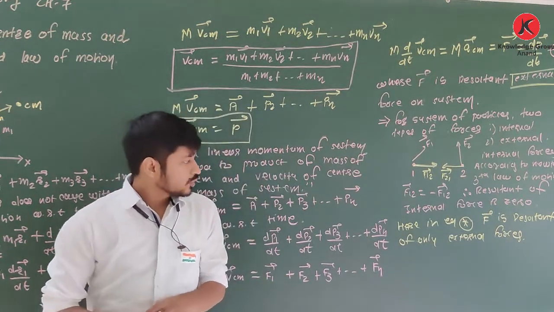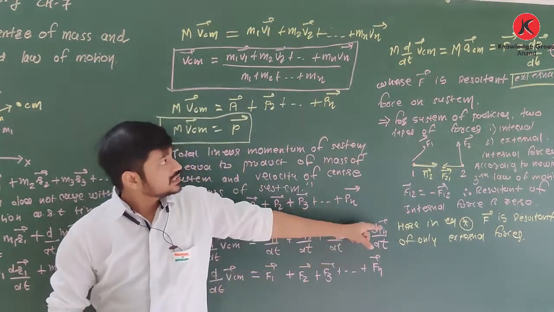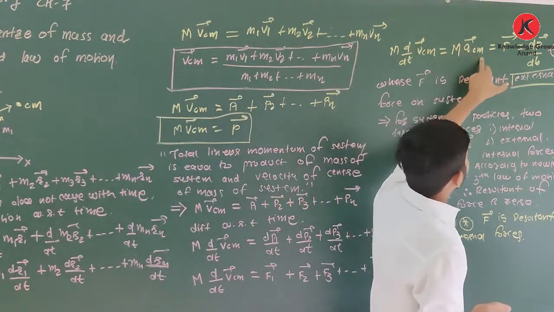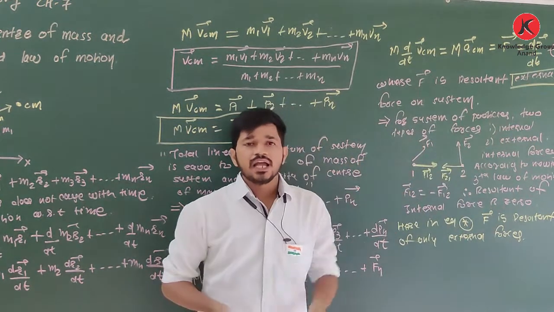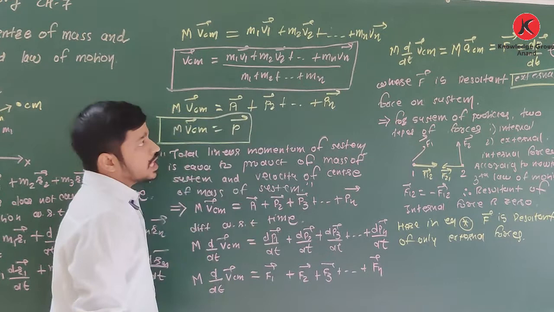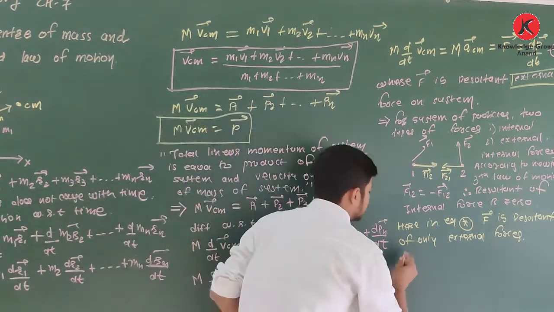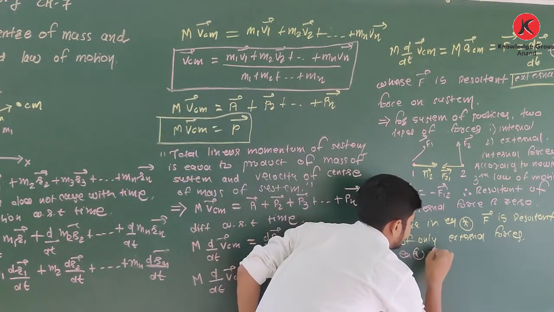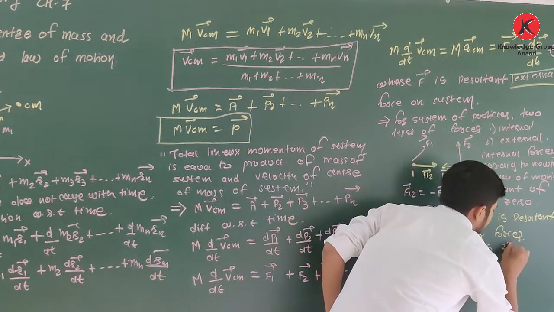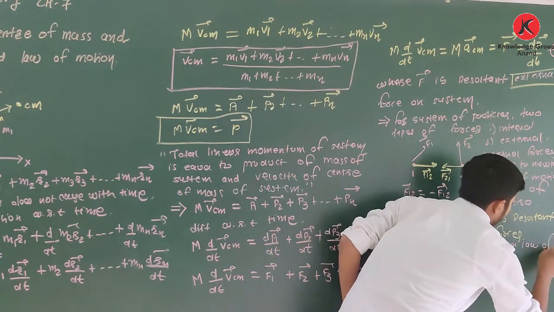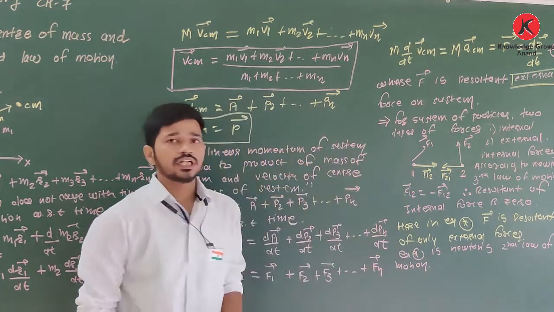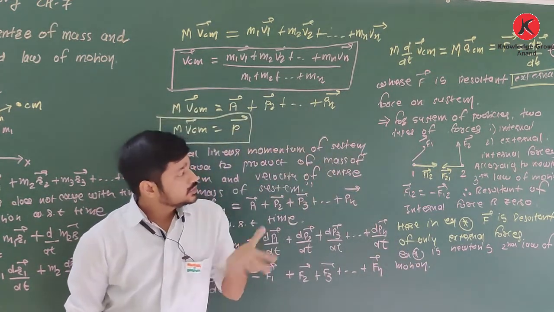Clear about this? So yes, this point you have to remember. See this equation, that is m d v center of mass upon dt is equal to m a center of mass is equal to F is equal to dp upon dt. It is nothing but Newton's second law of motion. Equation star is called Newton's second law of motion.